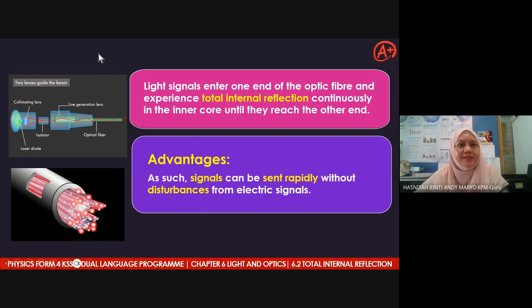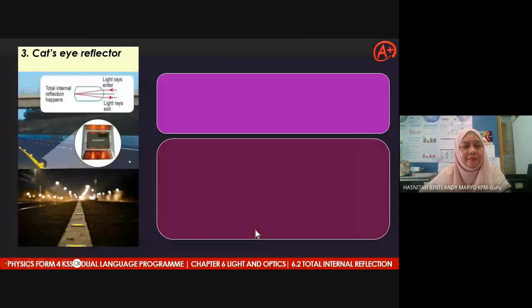Okay, so what are the advantages of using optical fiber? Number one, signals can be sent rapidly without any disturbance from electrical signals. So it sends the signal very fast. So in medicine we can see the image in a short time, and also in telecommunication the signal or information is sent in a shorter time. We can send more information simultaneously in a shorter time. Komputer sekarang pun banyak guna optical fiber.